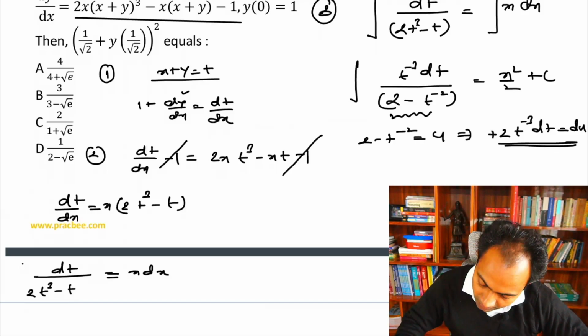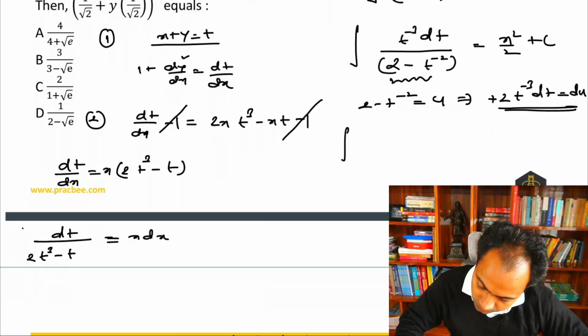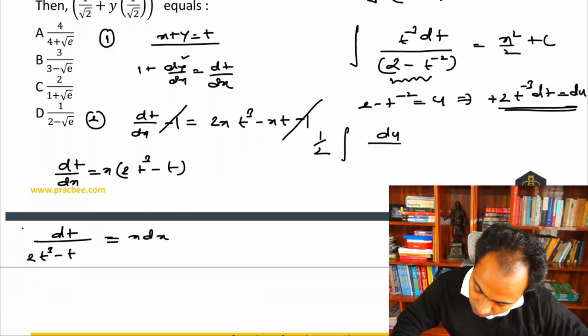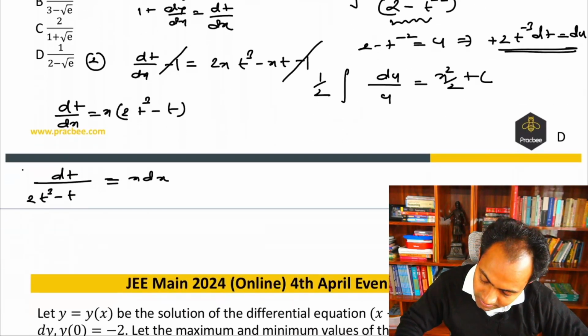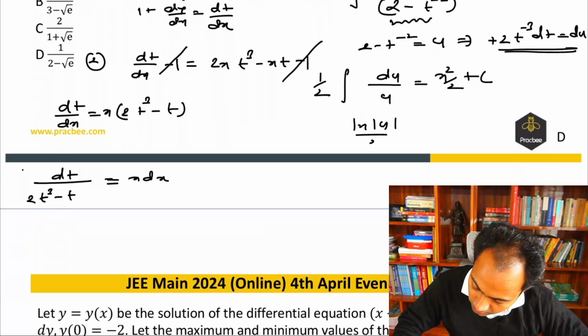So if I put the value here, let us see what answer we are getting. So 1 by 2 times, and now you can see that this will become du, this will become u. We have x square by 2 plus c. So as a result, what we get is ln of mod of u divided by 2 is equal to x square by 2 plus c. 2 we can cancel out, it will go here.